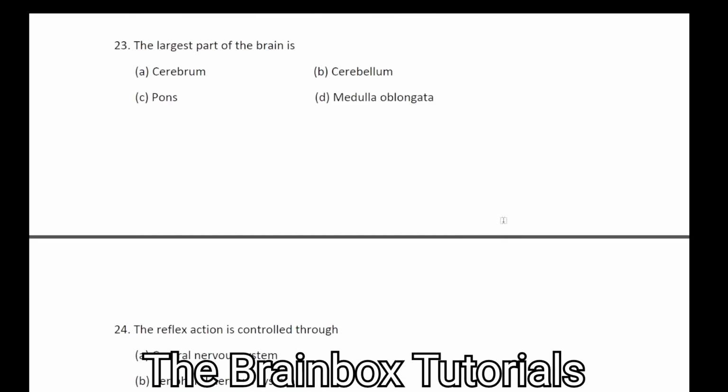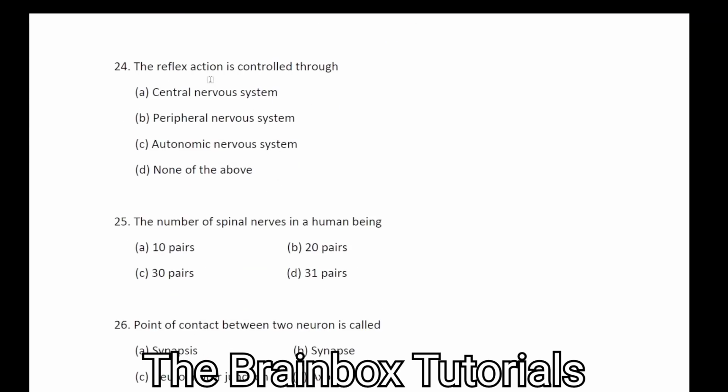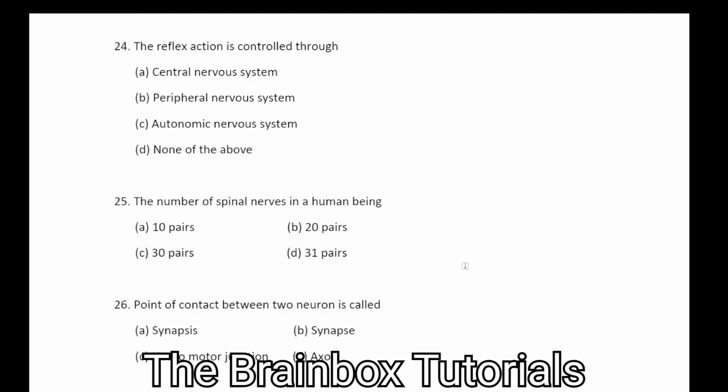Now number 23, the largest part of the brain is option A cerebrum, option B cerebellum, option C pons, option D medulla oblongata. And the correct option is option A cerebrum. This is the largest part of the brain. Now moving over to number 24, the reflex action is controlled through option A central nervous system, option B peripheral nervous system, option C autonomic nervous system, and option D none of the above. And the correct option is A central nervous system.